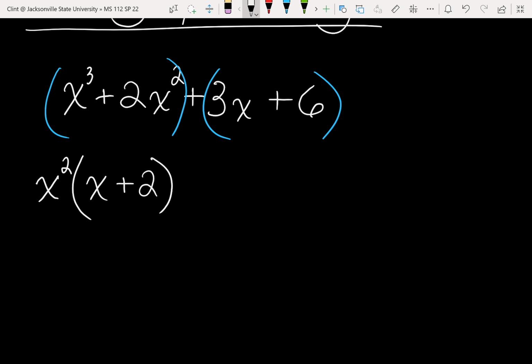Now we just look at the second group, that second set of parentheses. Do you see anything in common there? 3x and 6. Anything that'll go into both of those? 3, yep, 3 is all I see as well. So we had a plus out here, and then we're taking out a 3. So write that down. If we factor out the 3, that leaves us with an x, and leaves us with a positive 2.